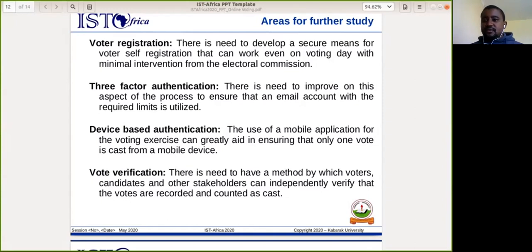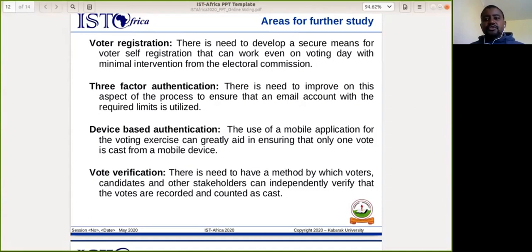Then the device-based authentication. We realized that if it were possible to deploy a mobile application, then it would be possible to limit the voting that happens on that phone to one. So that's another area we're thinking about: how do we limit the number of votes cast per device to one, to avoid possible vote assistance by an individual.